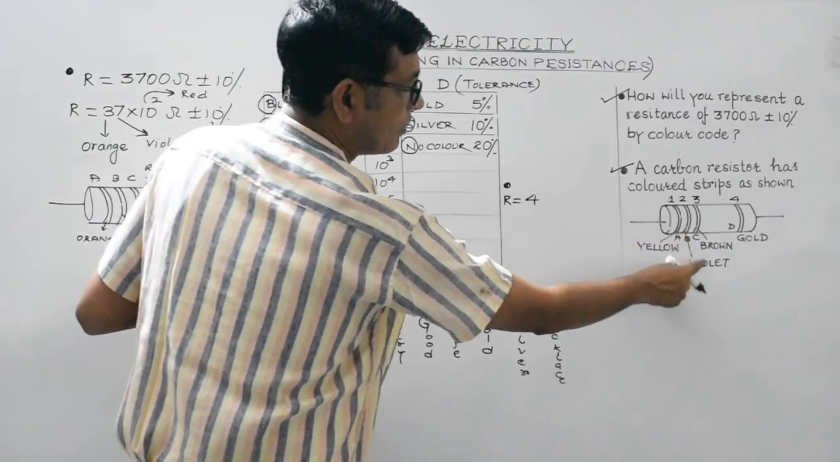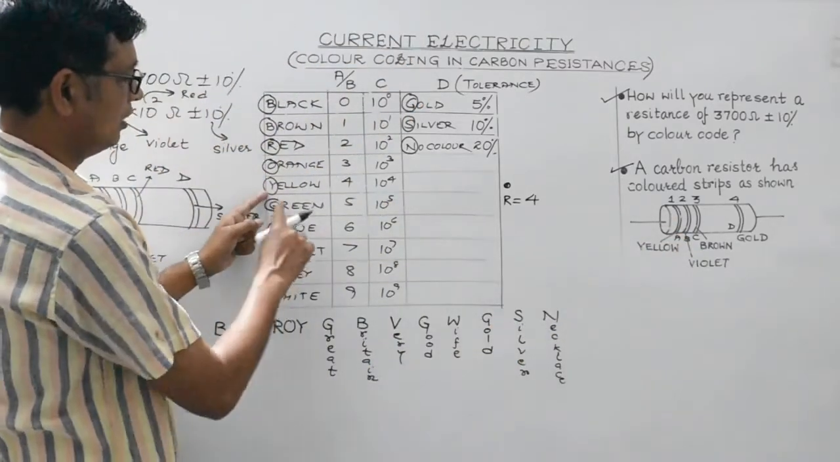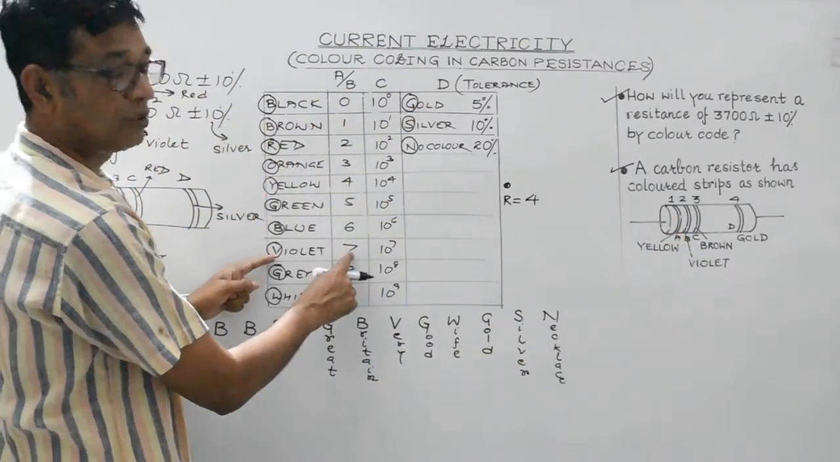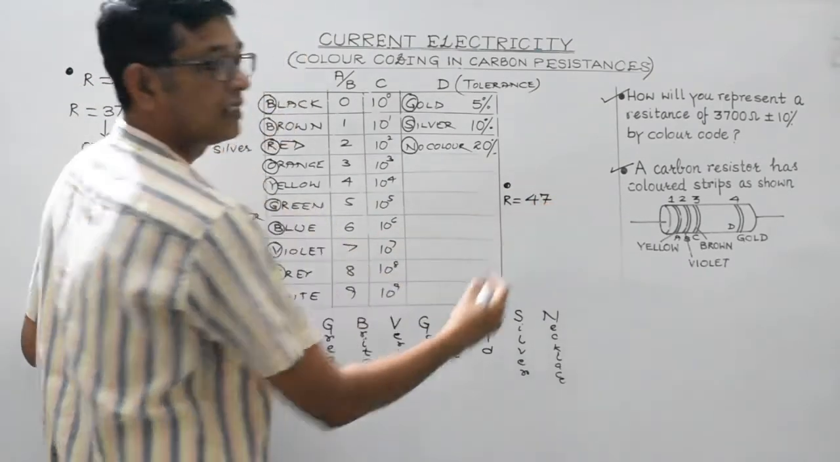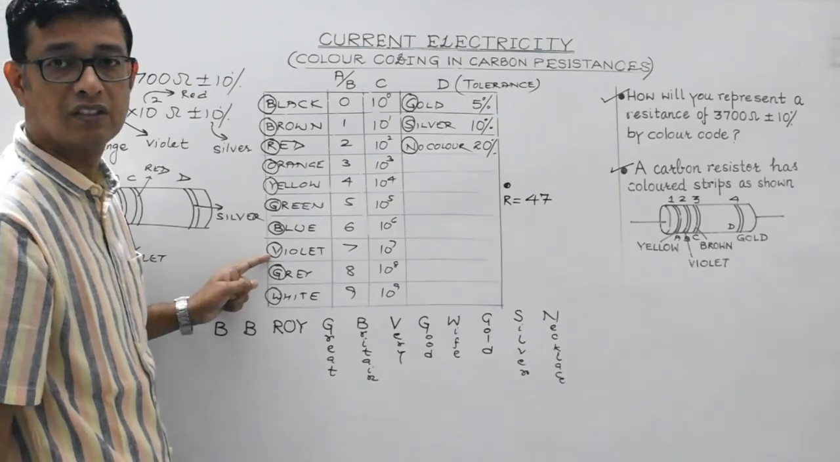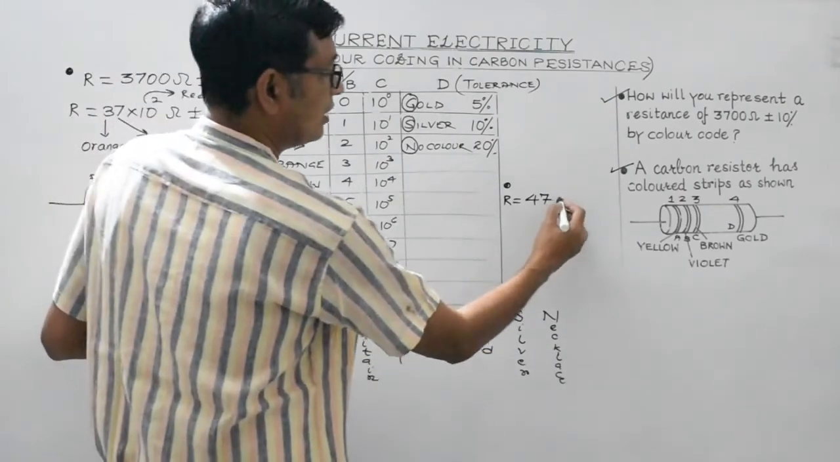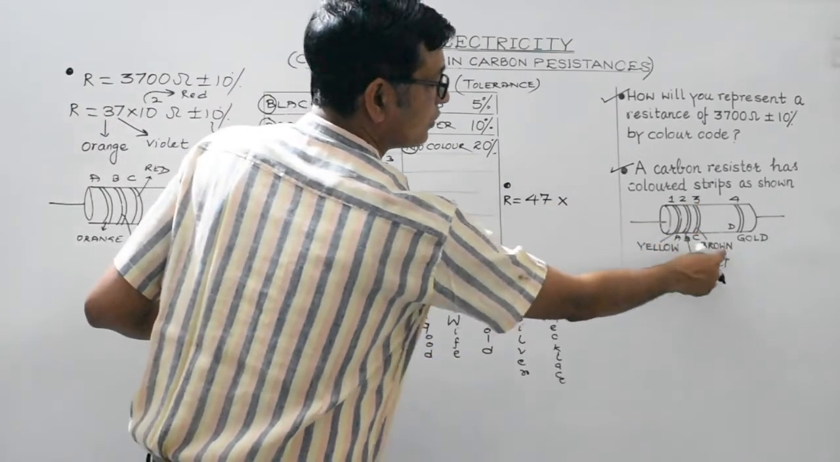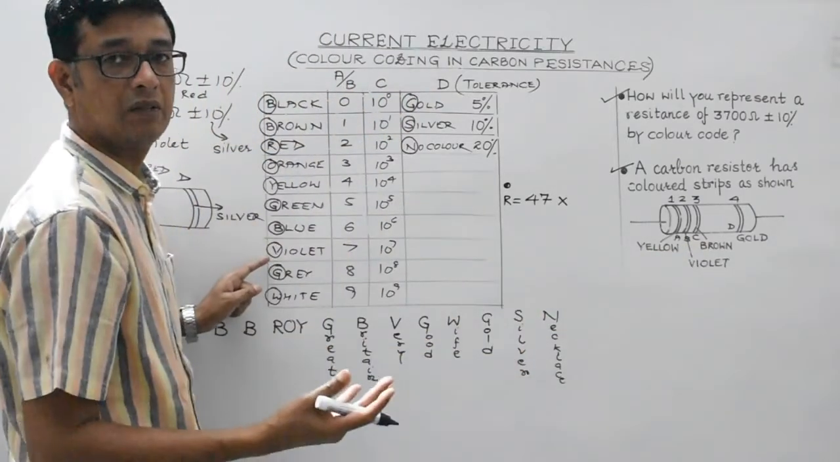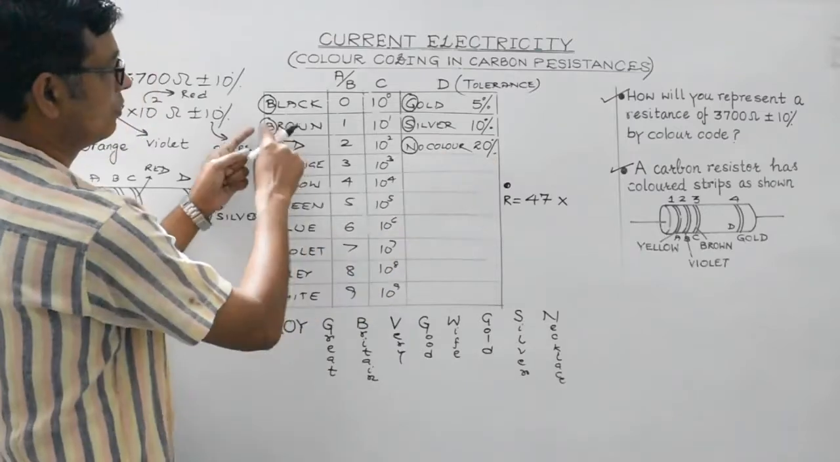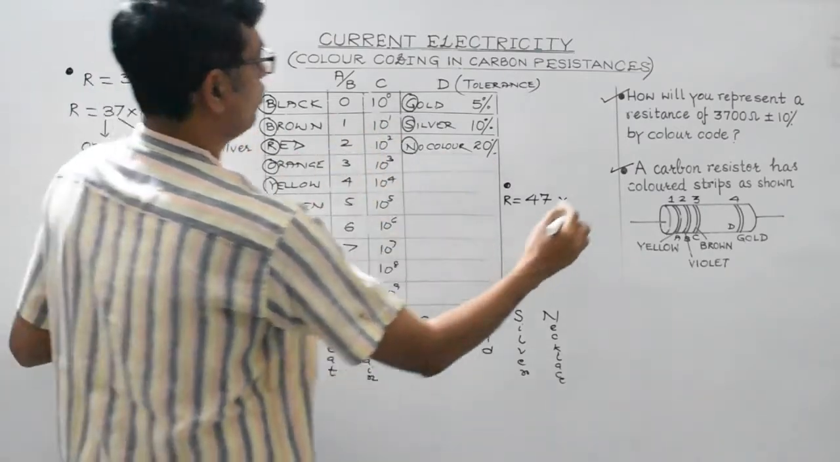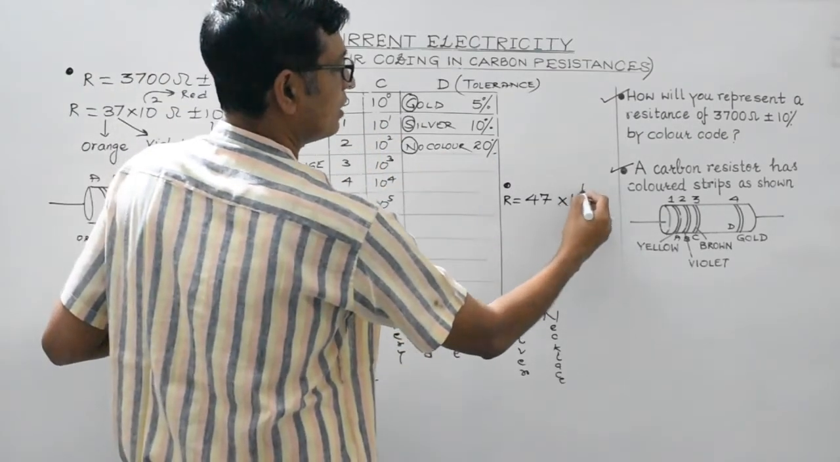The color of the second band is violet. So violet corresponds to 7. So this is the second significant digit of the value of resistance in ohm, right? Then the color of the third band, which is brown, represents the decimal multiplier, multiplied by 10 raised to some power. Brown is 10 raised to the power 1. This is the decimal multiplier.